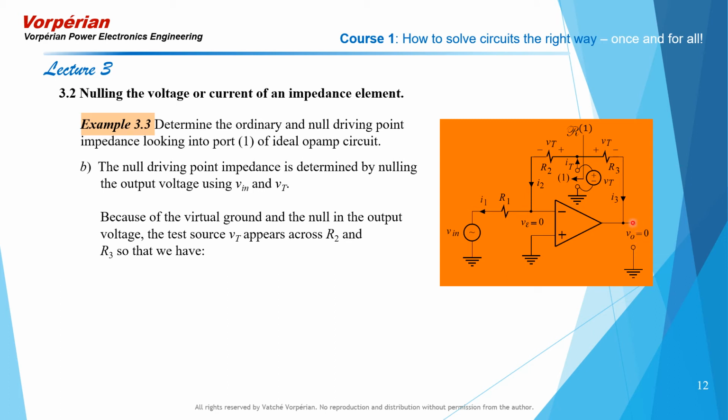Now then, when V0 here goes to 0, you immediately see that this voltage VT will appear across R3, and it will start a current through it, VT over R3 by Ohm's law. Likewise, because this is an ideal op-amp and the differential voltage at its input is 0, VT also appears across R2, and it will start a current through it, VT over R2. The sum of these two currents is IT, and therefore the null impedance looking into port 1 is an easy calculation, and it turns out to be nothing more than R2 parallel R3, which is quite different than the ordinary impedance looking into that point, which was 0.